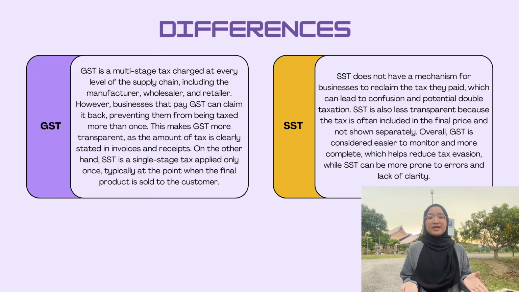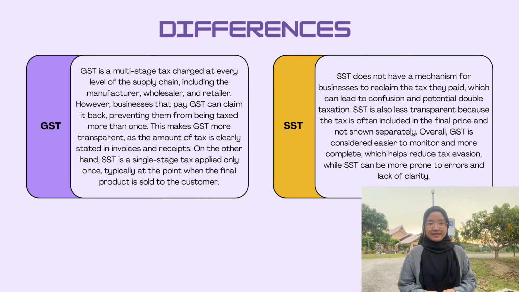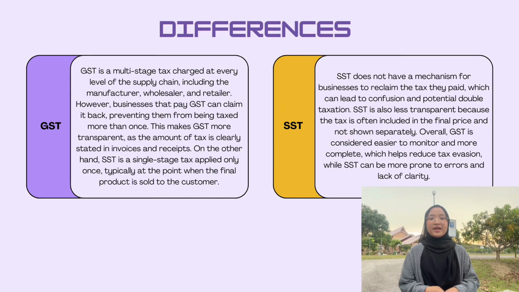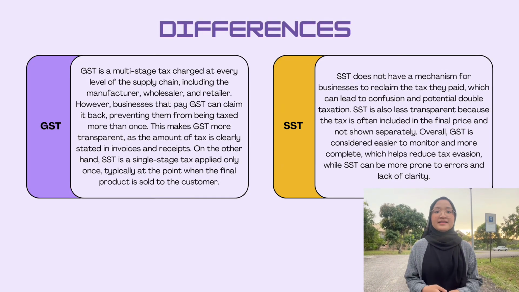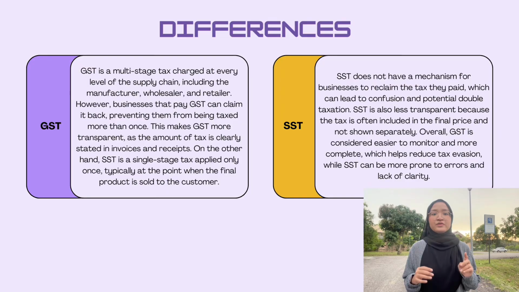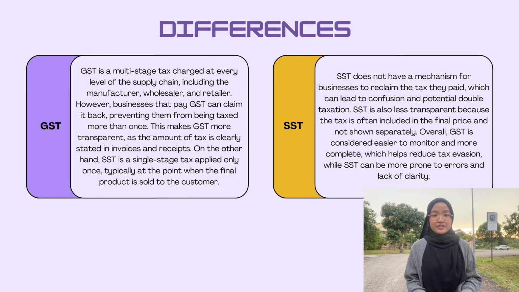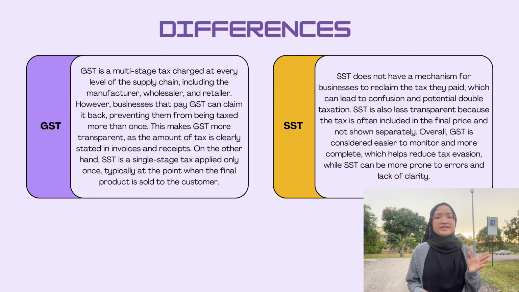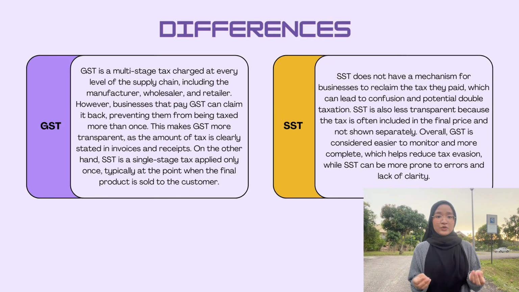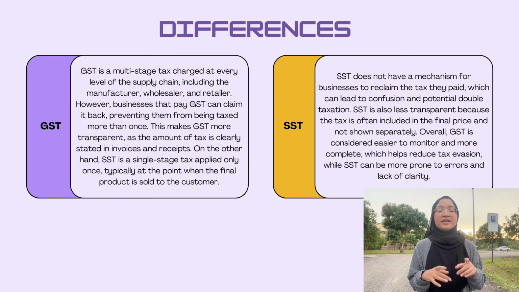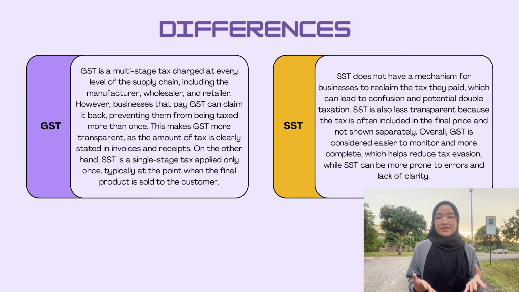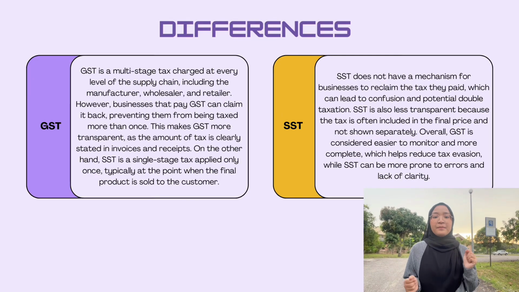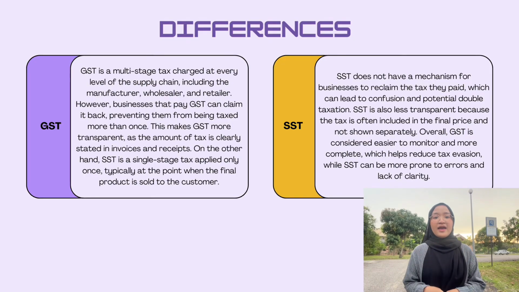On the other hand, SST is a single stage tax. It is only charged once when the customer buys the final product. Furthermore, SST does not allow businesses to claim back the tax they already paid. This can cause confusion and sometimes even double taxation. In addition, SST is less clear because the tax is usually included in the final price and not shown separately. To conclude, GST is easier to monitor and more complete, which helps prevent tax cheating. But SST can be more risky and there might be more errors or lack of clarity.